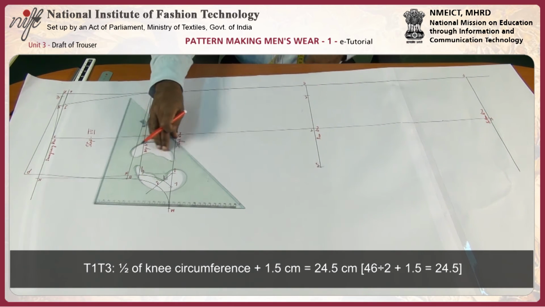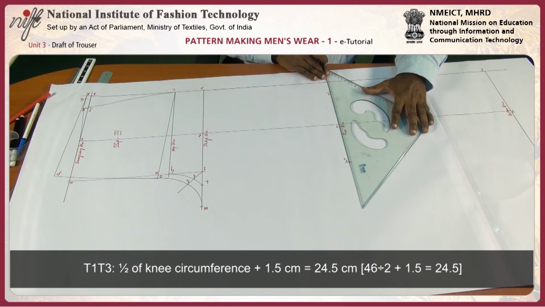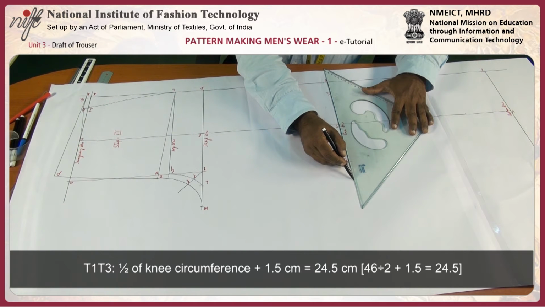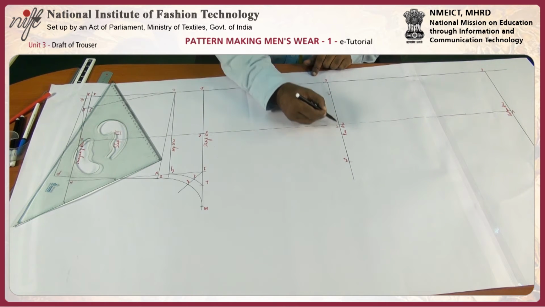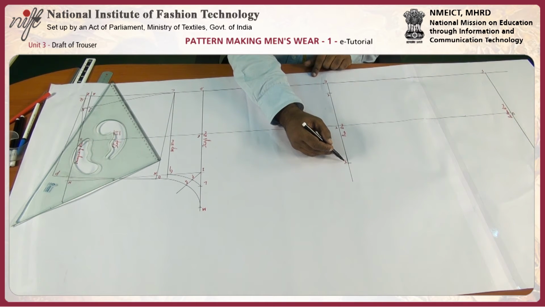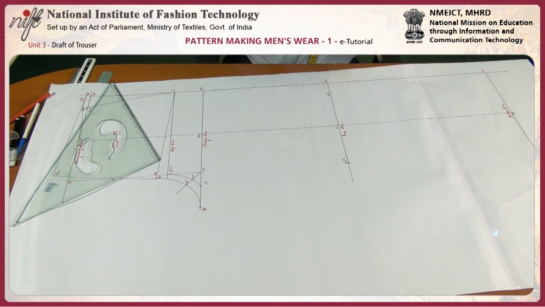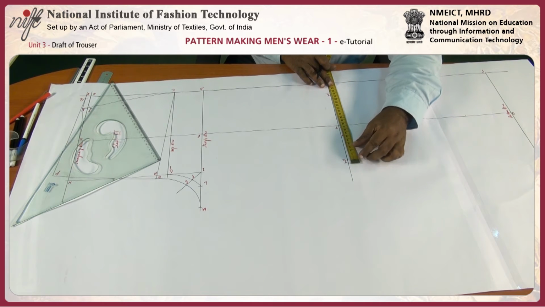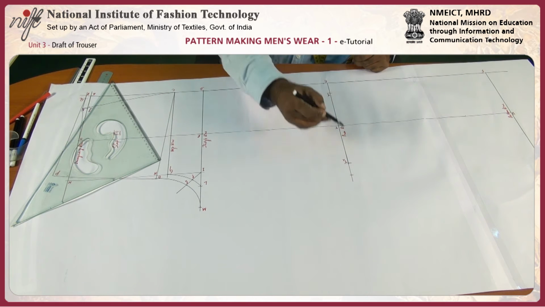From T1 to T3, extend this line half of knee circumference plus 1.5 centimeter, which will be 24.5 centimeter. Now, in this case T1 to T2 we reduced 1.5 centimeter. In T1 to T3 we increase 1.5 centimeter, that is to compensate the circumference measurement. So here 24.5 centimeter from T1 to T3.